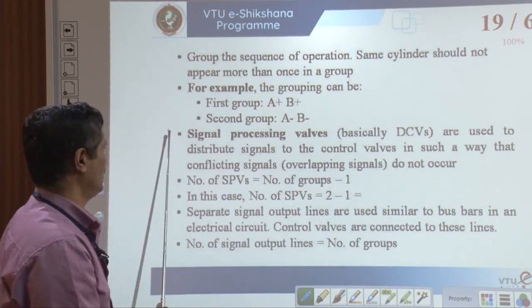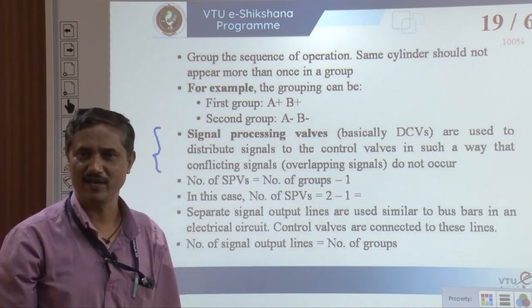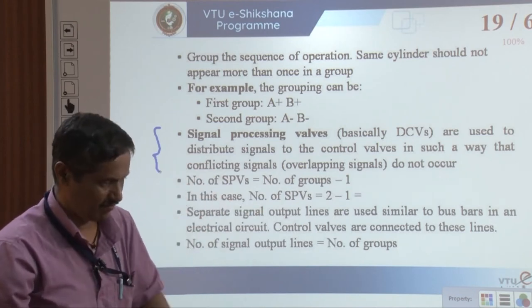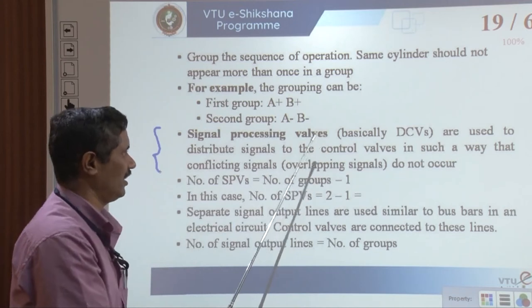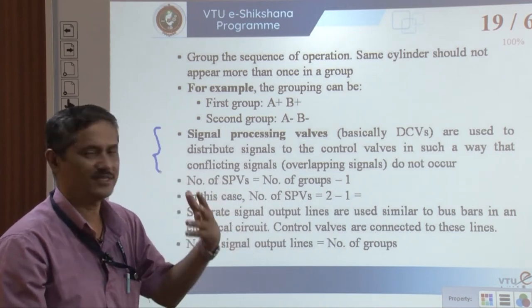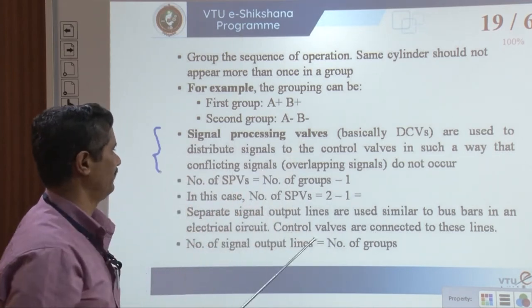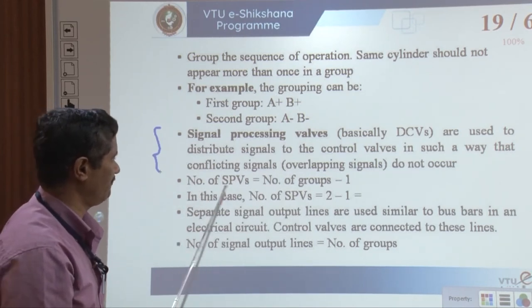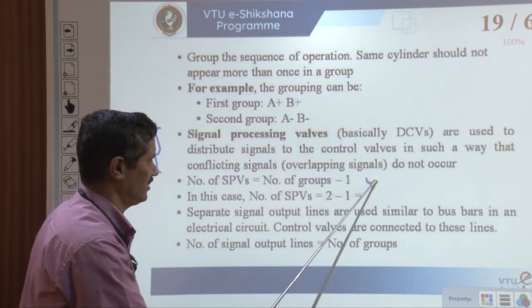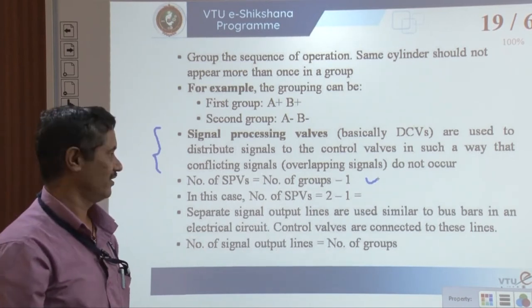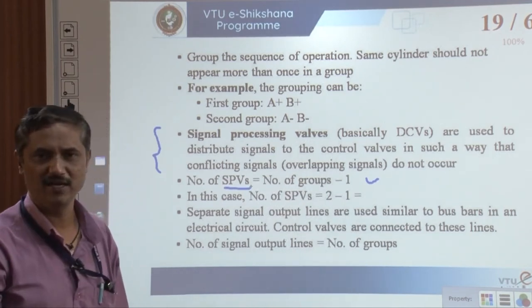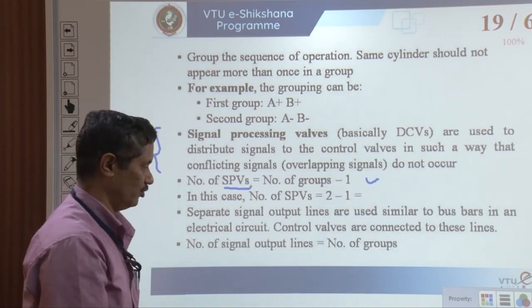So, that gives more importance to signal processing elements in the middle. In the layers from bottom to top, we will include one more layer wherein the signal processing valves will take care of avoiding the simultaneous signal to a particular DCV. Now, how can one do that? The number of SPVs is equal to the number of groups minus 1. You already grouped it, and the number of groups minus 1 is your signal processing valves. This is the conventional thumb rule formula that we use.